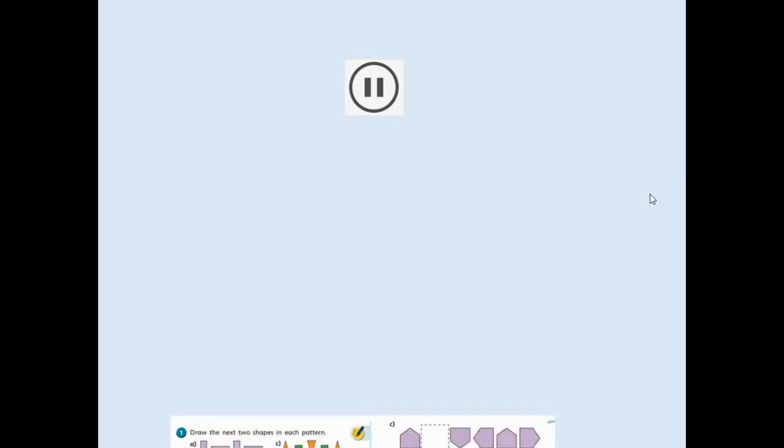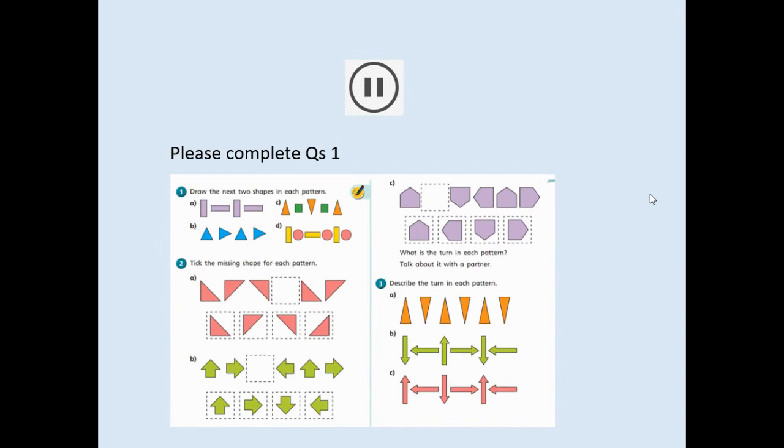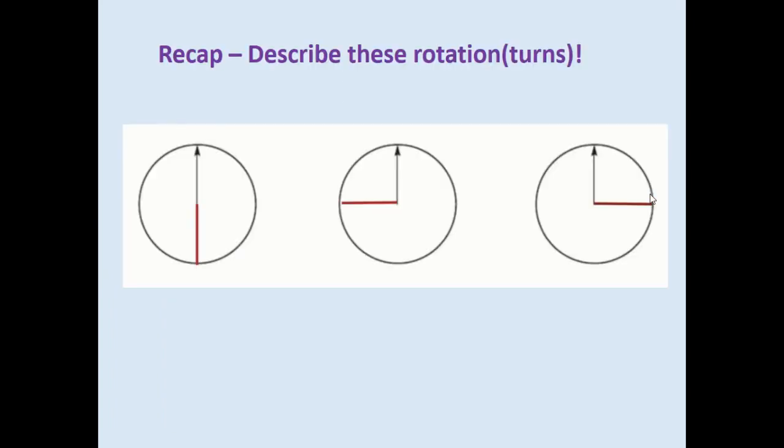Right, pause the video here and please make sure you have downloaded the worksheets from either class charts or email. And what you're going to do is please complete question 1. Right, we're going to recap by describing these turns or rotations. Please discuss this with your mom or dad or your brother or sister who are helping you. Let's have a look at it.